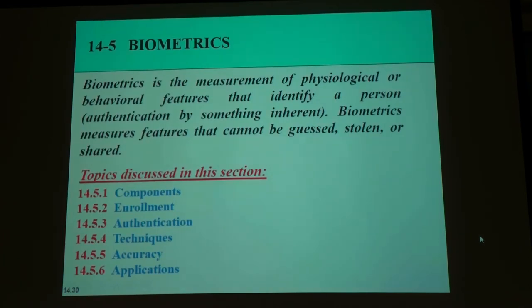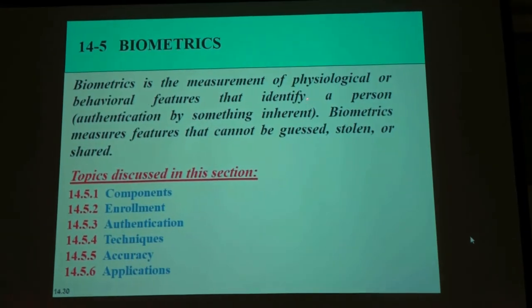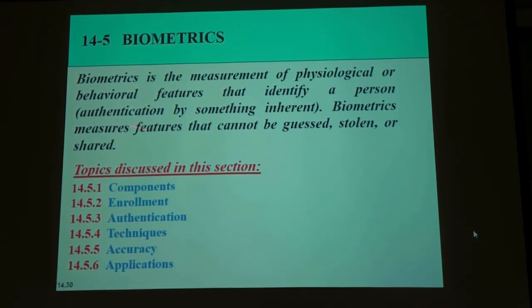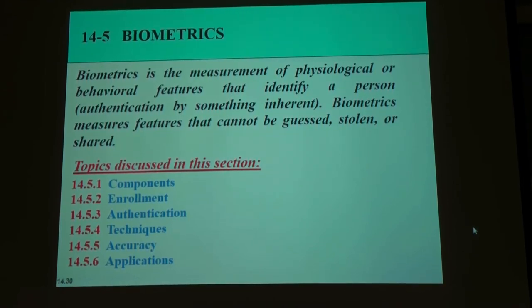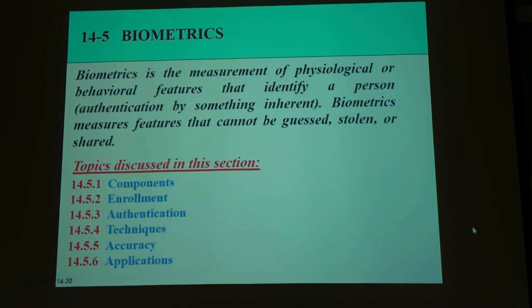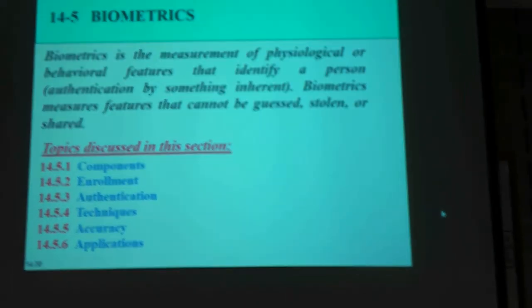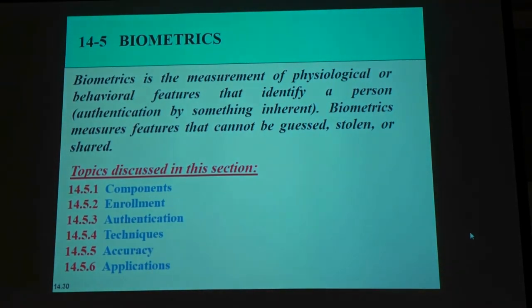All right. Then the last thing is using biometrics. All of us have biometrics, right? Biometrics is the measurement of physiological or behavioral features that identify a person, authentication by something inherent. So your eyes, the cornea, is inherent. Fingerprints are inherent. You have a unique one, right? Biometrics measures features that cannot be guessed, stolen, or shared, supposedly.